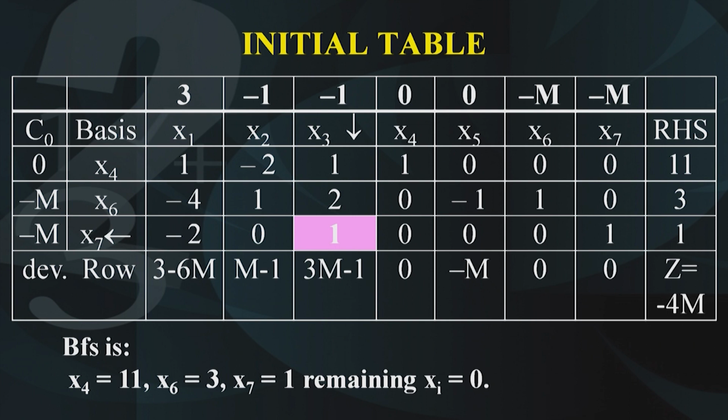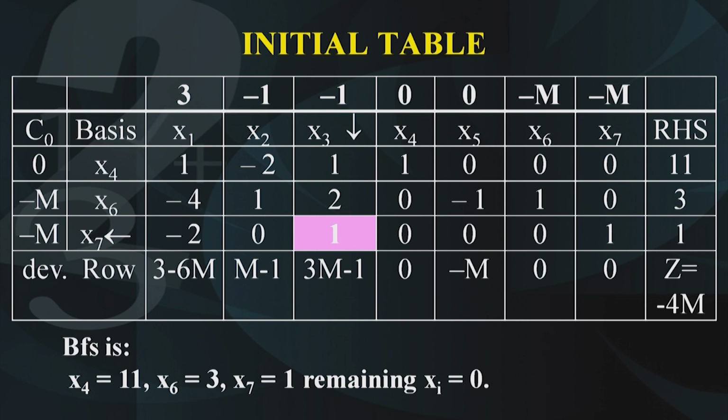However, x6 and x7 appear in the objective function with a coefficient minus M. Therefore, the coefficients of x6 and x7 are minus M in each case. In the first column we need to repeat these values of the coefficients of the basic variables which appear in the objective function. So, the coefficient of x4 is 0, the coefficient of x6 is minus M, the coefficient of x7 is minus M.